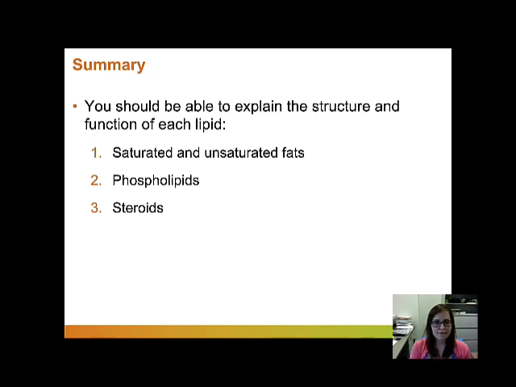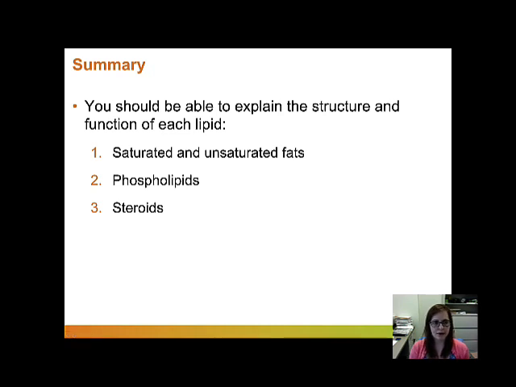So after this video, and when you come to class, you should be able to explain the structure of each of those three types of lipids. For saturated and unsaturated fats, right? Whether or not it has all single bonds in the carbon and it's saturated fat and it's solid, or unsaturated fats and you've got a double bond and it's liquid at room temperature. You should also be able to explain phospholipids and steroids and what those look like and what their function is inside the cell.